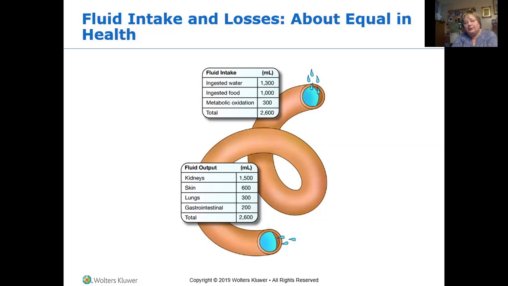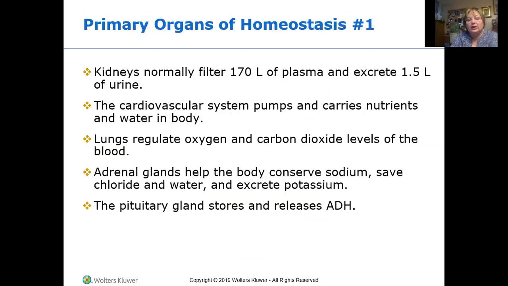Now, when we're looking at output, we're thinking kidneys normally would put out maybe about 1,500 milliliters of fluid. The skin, 600 through sweat, 300 through that insensible water loss through the lungs. The GI tract, 200, for a total of 2,600. Now, keep in mind, it's a little difficult to measure some of those, but we can definitely measure what the kidneys put out.